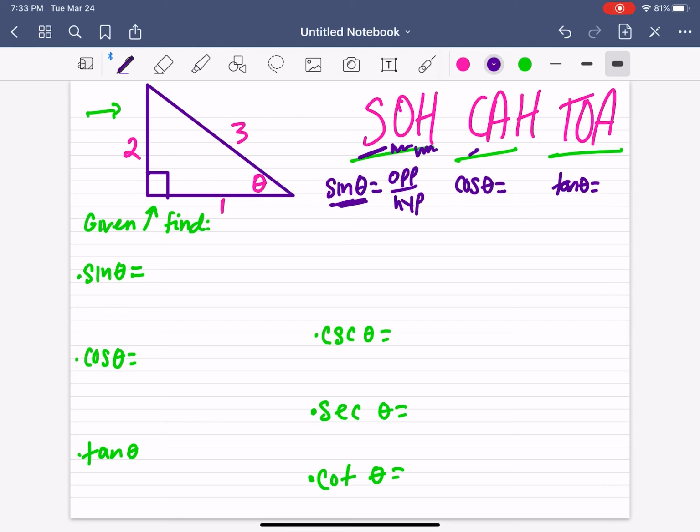The C stands for cosine. The A stands for adjacent over the H for hypotenuse. So the cosine is adjacent over hypotenuse. TOA stands for, well, first the T stands for tangent. The O stands for the opposite over the A, which is the adjacent. So keep in mind that opposite, adjacent, and hypotenuse are the sides of the triangle.